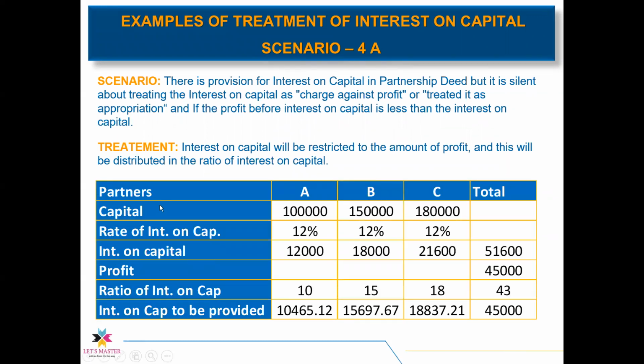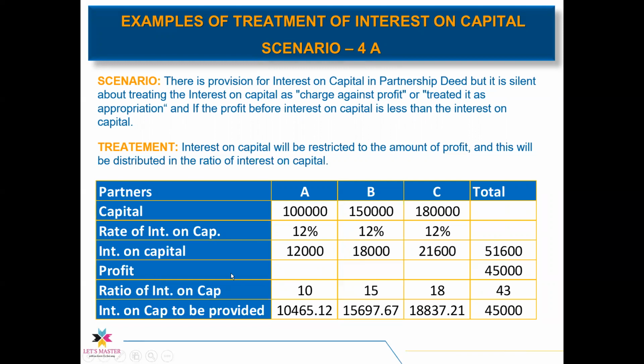So how is this going to happen? Let's assume there are three partners, partner A, B, C. The capital contributed by these partners is 1 lakh, 1,50,000 and 1,80,000. The rate of interest on capital is 12% per annum. So the interest on capital would amount to 12,000, 18,000 and 21,600. So the total interest on capital that needs to be provided is 51,600.